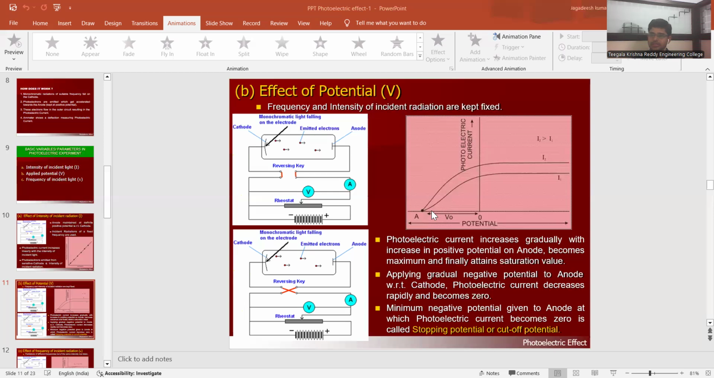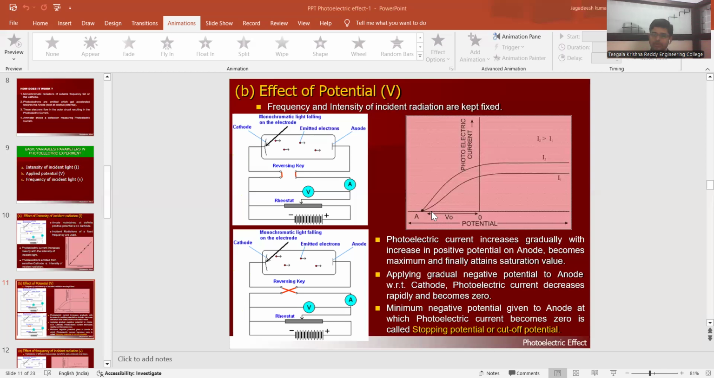But the stopping potential does not depend on the intensity or frequency of the incident light. Whatever different intensity or frequency we apply, the stopping potential is the same. We increase the intensity of incident light: I, 2I, 3I, 4I, 5I. But when we apply the negative potential, all the currents decrease sharply at a particular potential.